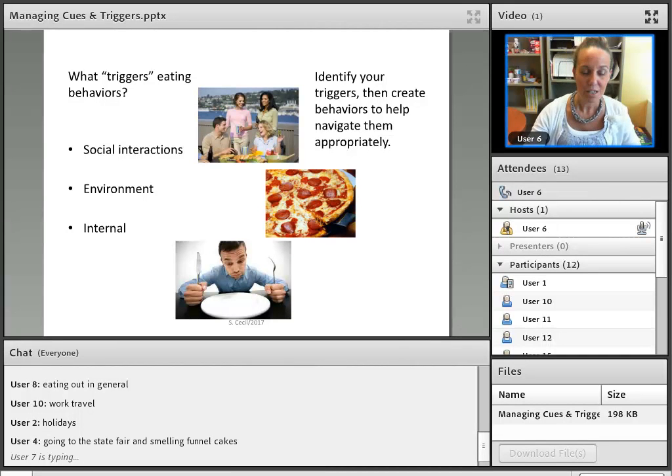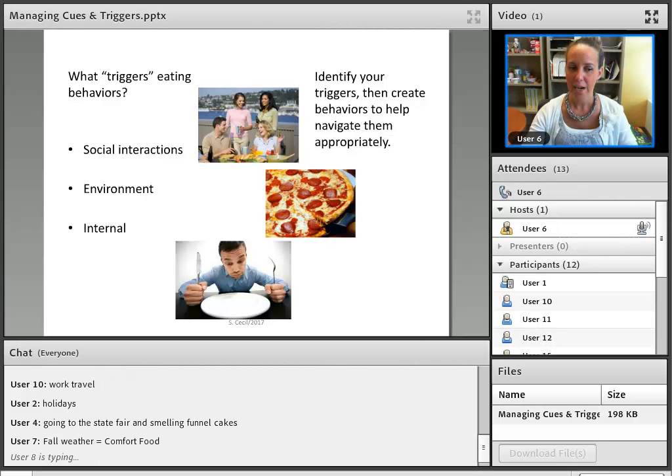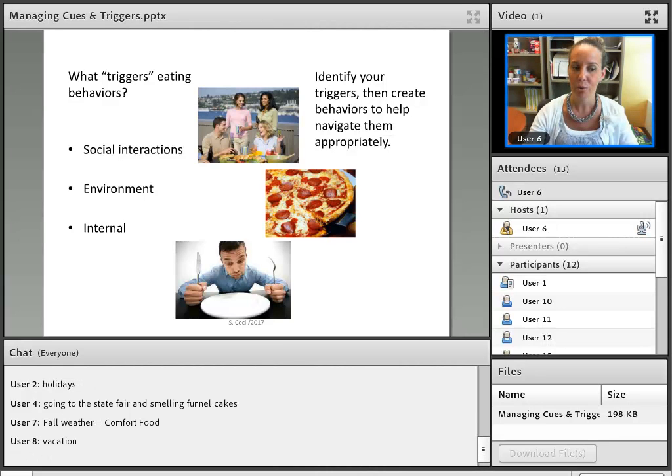Going to the state fair and smelling funnel cakes, that is a great example. Fall weather equals comfort food, that's a great example too. Vacation. And the thing that you'll find as we talk, and I often say, folks, this is part of what can make trying to manage triggers and lose weight and create a healthy lifestyle so difficult, is that often these triggers are not independent of one another, right? So it's not just the fact that we're celebrating with family, we're also in a restaurant where we're smelling all kinds of wonderful food, which is environmental.